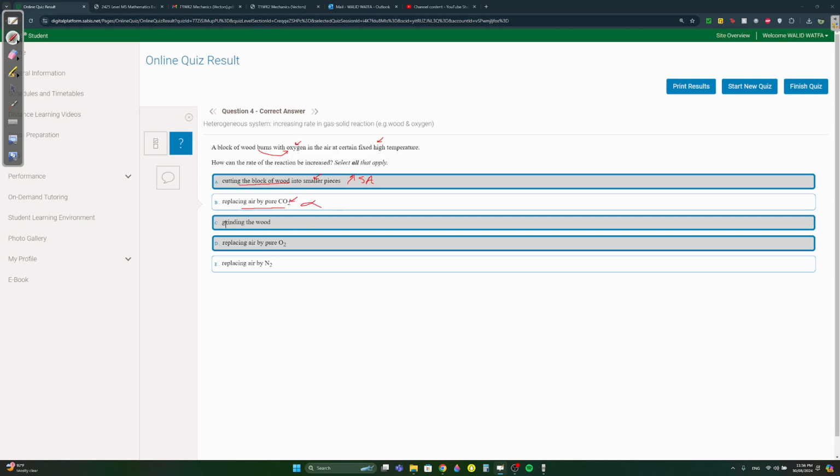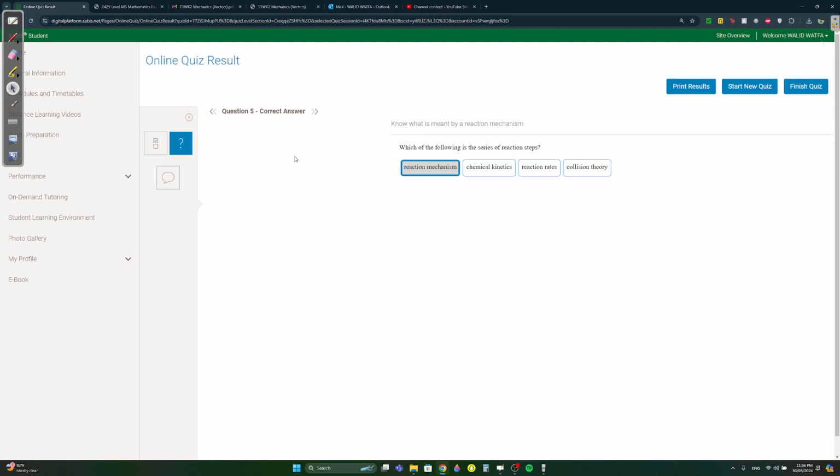Grinding the wood means making it powder, so increasing surface area, which also increases the rate. Replacing air by pure O2, we're burning it with oxygen. If you replace it with pure O2, it will make it faster because it increases the concentration. Replacing air by nitrogen, no.